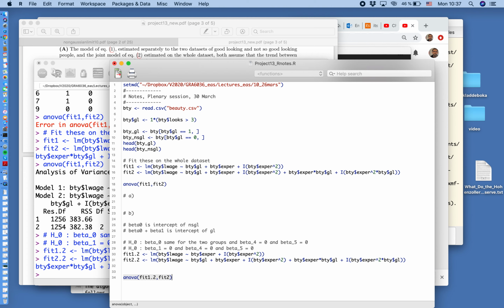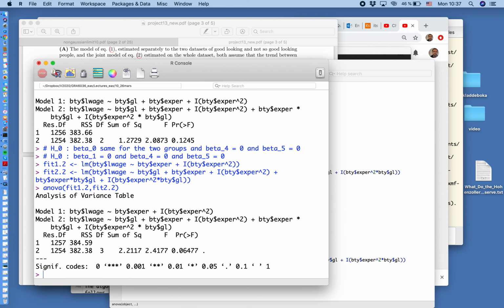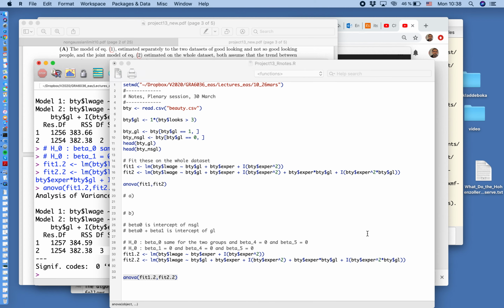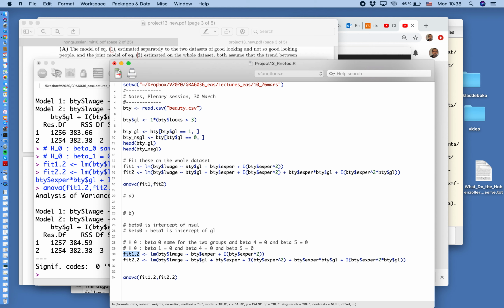Then we fit our models, and we once more run the F-test via the ANOVA function. So this is fit 1, 2, fit 2, 2. And we get this output. Now we see the p-value here is smaller than it was before, but it's still above the 5% threshold. So let's say that's the significance level we are working with. So we do not reject the null hypothesis. We still believe that this model that we call fit 1, 2, which is a simple model, is true. Okay, so in the next video, I'll continue this project.